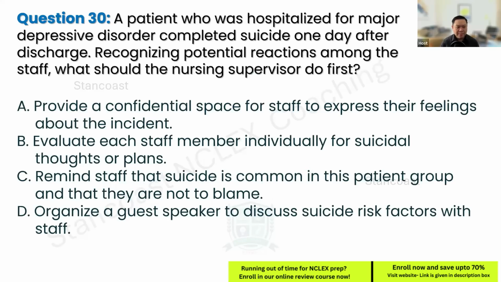The next item, a patient who was hospitalized for major depressive disorder completed suicide 1 day after discharge. Recognizing potential reactions among the staff, what should the nursing supervisor do first? A. Provide a confidential space for staff to express their feelings about the incident. Or B. Evaluate each staff member individually for suicidal thoughts or plans. C. Remind staff that suicide is common in this patient group and that they are not to blame. And D. Organize a guest speaker to discuss suicide risk factors with staff.